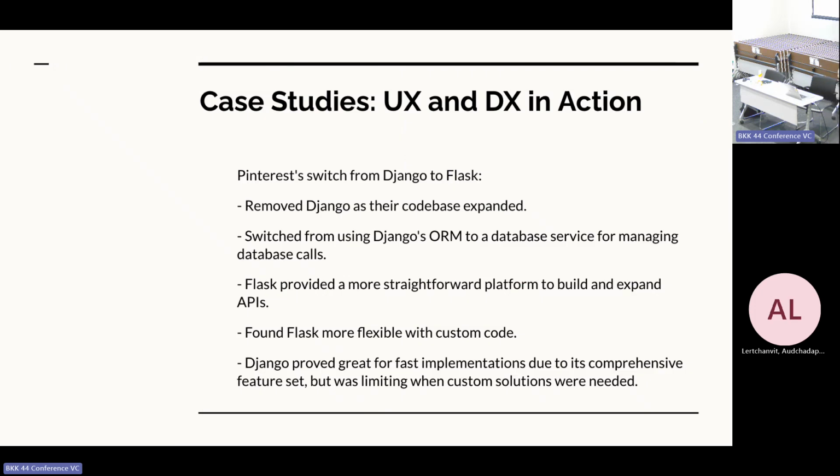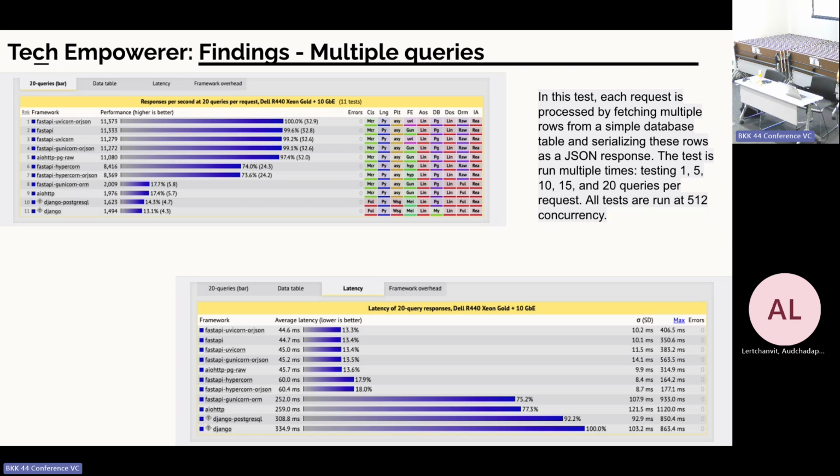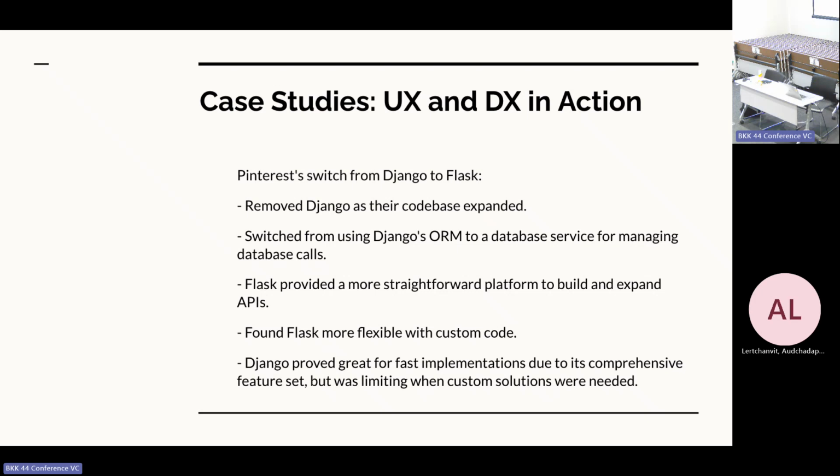Case studies. We sort of end with our UX and DX comparison. We can check some stories about some people that changed from a popular framework to another. Maybe we can learn something. We have Pinterest switching from Django to Flask. They removed Django as their code base extended, and they found that they were restricted by the structure that Django had. They didn't really like using Django's ORM.